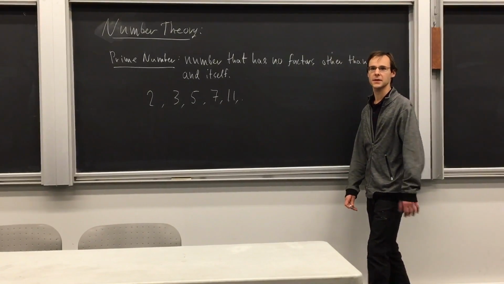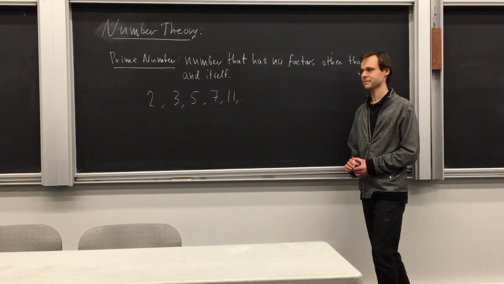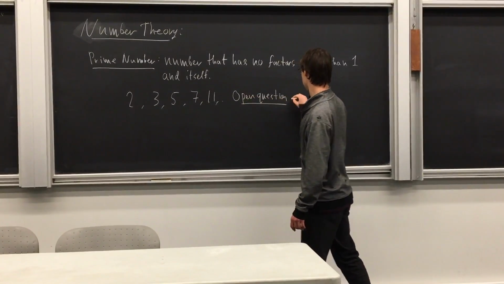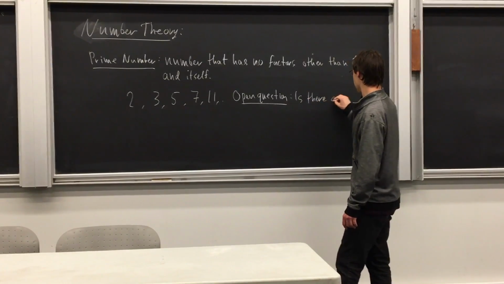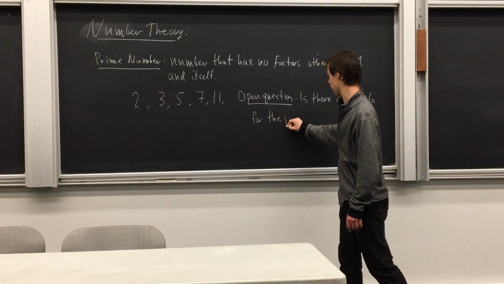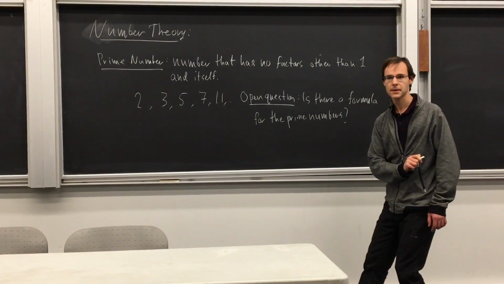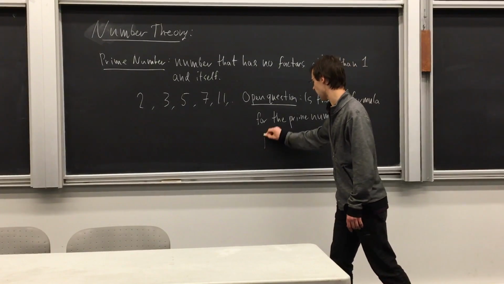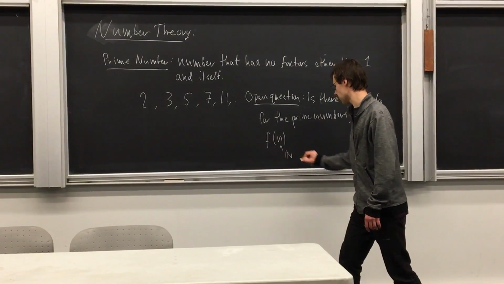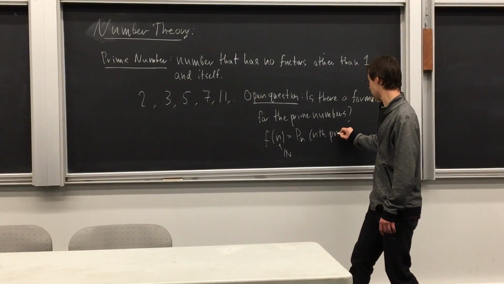Okay? Here's an open question about prime numbers. Does there exist a formula for them? Open question. Is there a formula for the prime numbers? Okay? And what I mean by formula is a function, f, which takes in, say, a natural number n. Okay, this is a natural number, and it spits out the nth prime number, Pn, the nth prime. Okay?